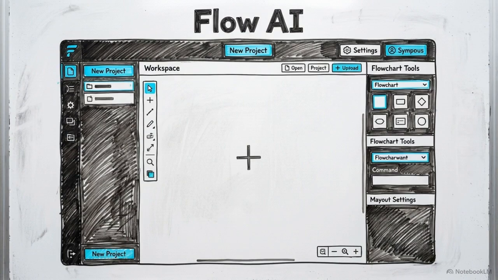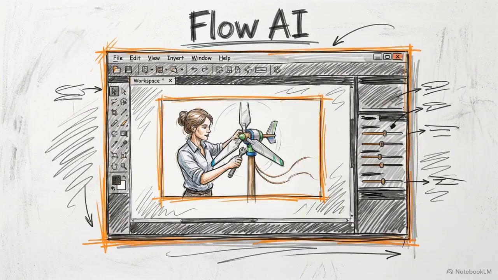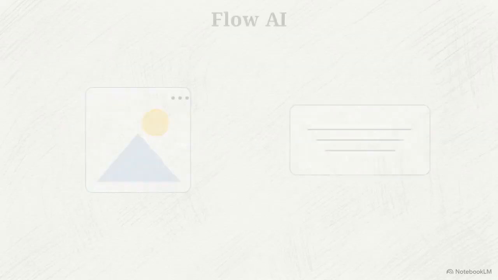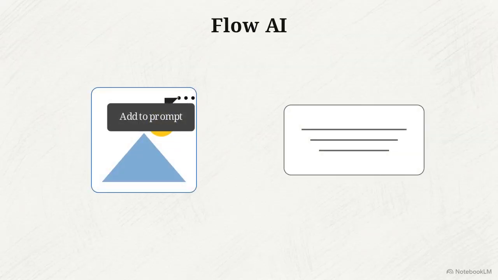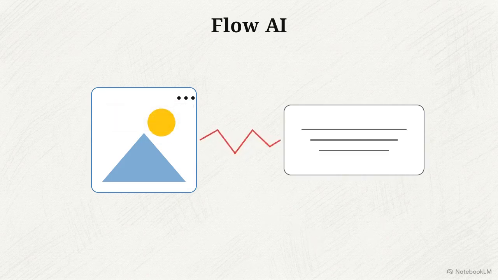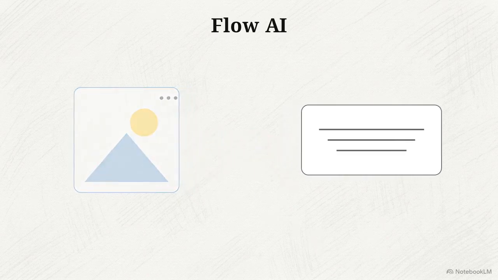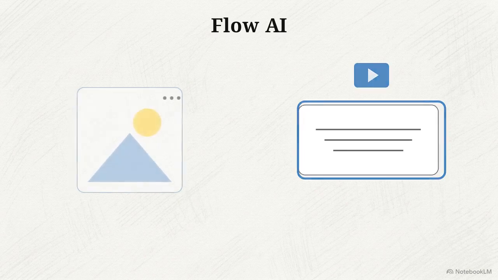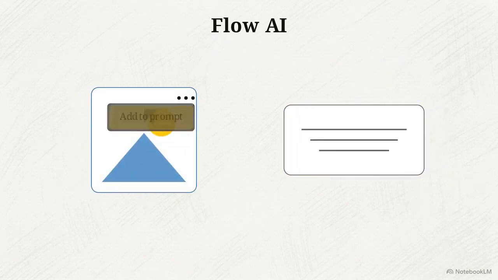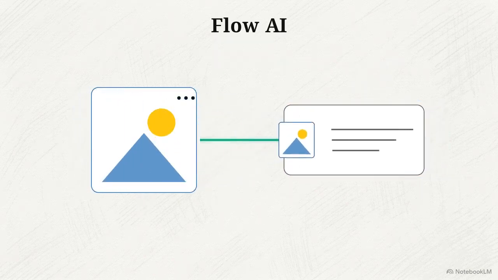Step 3. Open Flow AI. We are finally ready to convert that static frame into motion. Create a new project and upload the storyboard image you just downloaded. This highlights the most critical action. You must click the 3-dot menu on your image and explicitly select Add to Prompt. If you skip this, the link is severed. The system ignores your visual data, building an animation based on text alone.